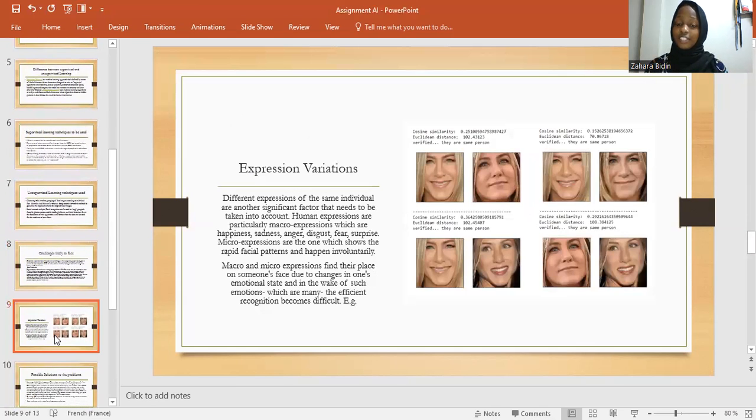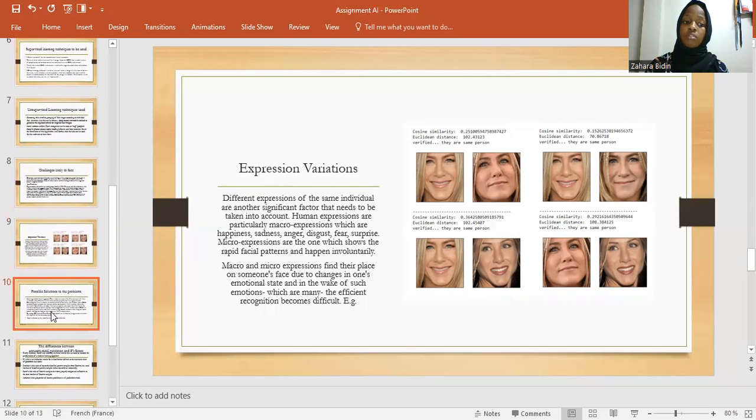The facial variations, like you see in the example, one is smiling, one is sad, silent. So the different facial variations of the same individual are a significant factor that needs to also be taken into account. And this can be a challenge in this manner also.